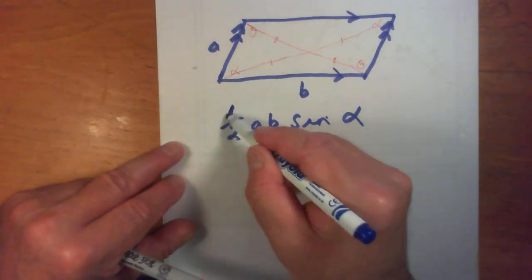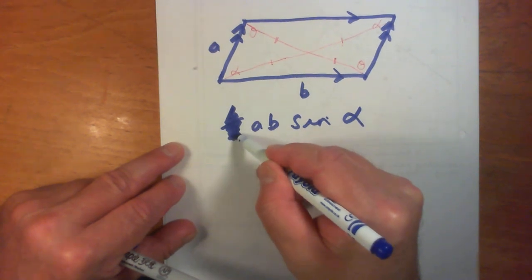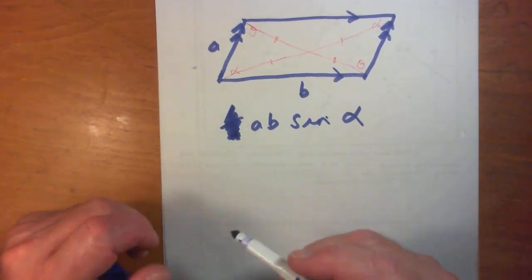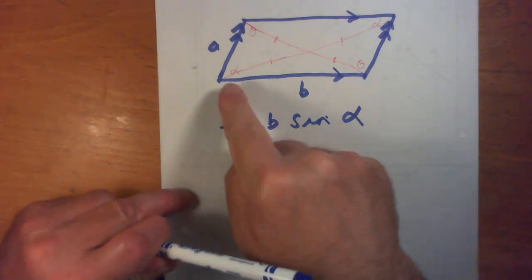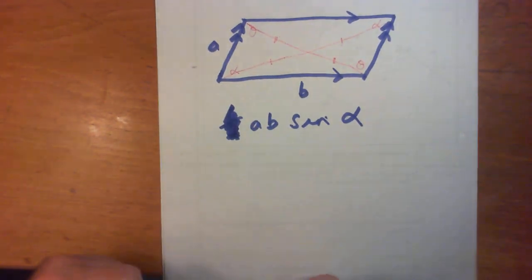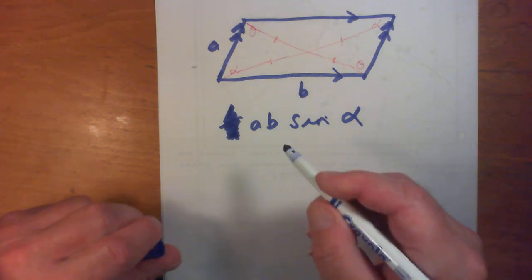So if I could just, hopefully you can understand what I'm doing there. That's the area of the parallelogram: AB sine theta. So if you have that angle, and obviously A and B, you'll be able to work out the area of the parallelogram.